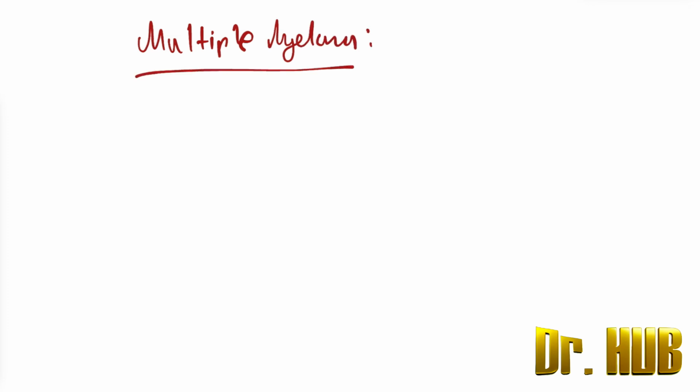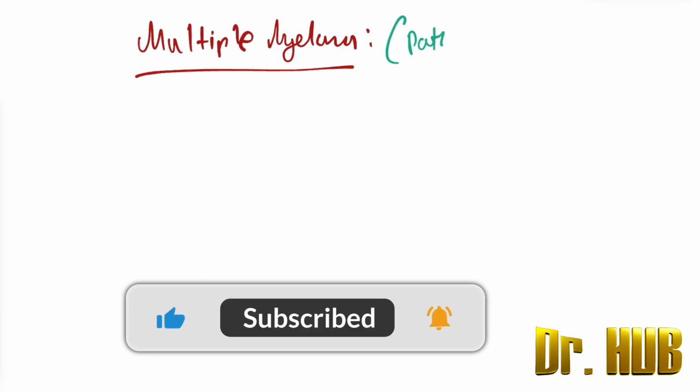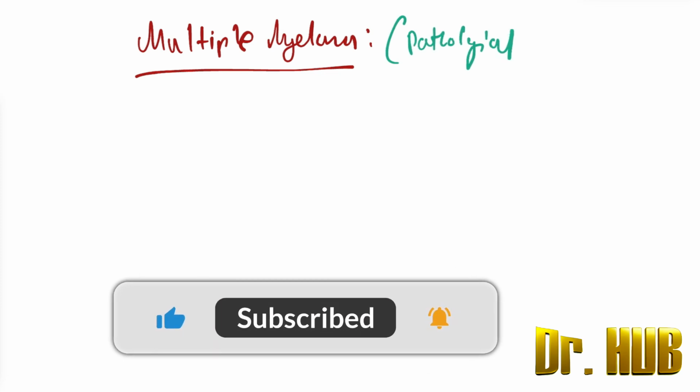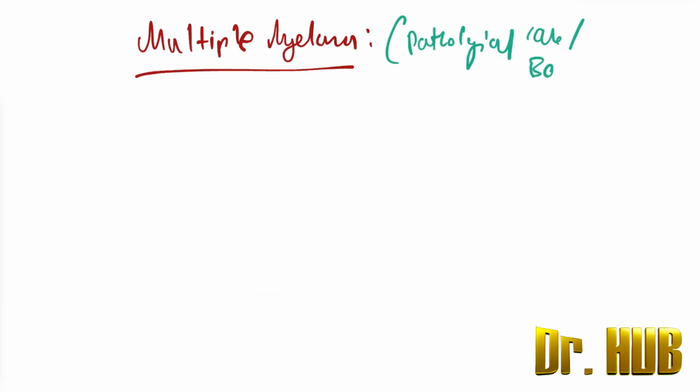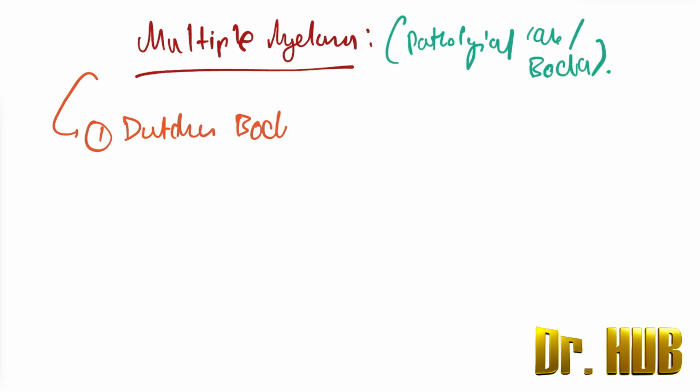Under multiple myeloma, we are going to focus on the pathological cells and the bodies they contain. The first one in multiple myeloma is going to be the Dutcher bodies. So what is present in the Dutcher bodies?